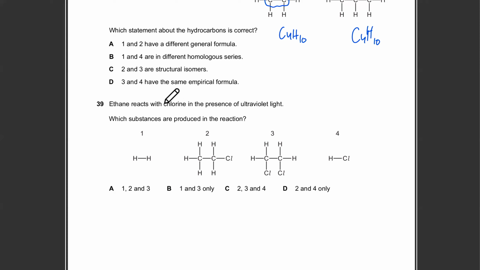This is a substitution reaction. H2 isn't produced, and then C2H4 is produced. And so is 2, and then so is 3, because any of the H's could get substituted, right? Here's 3 and 4. When those H's get removed and replaced by Cl, the H goes and forms HCl, right? So the one is never produced.